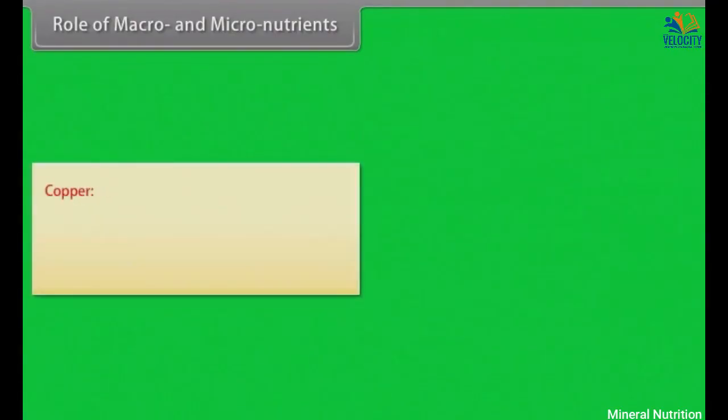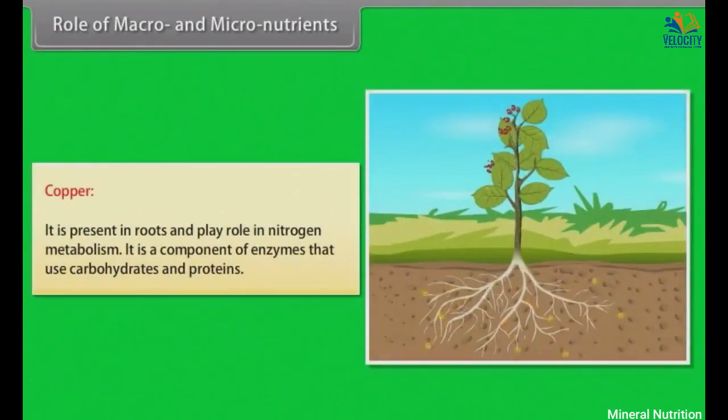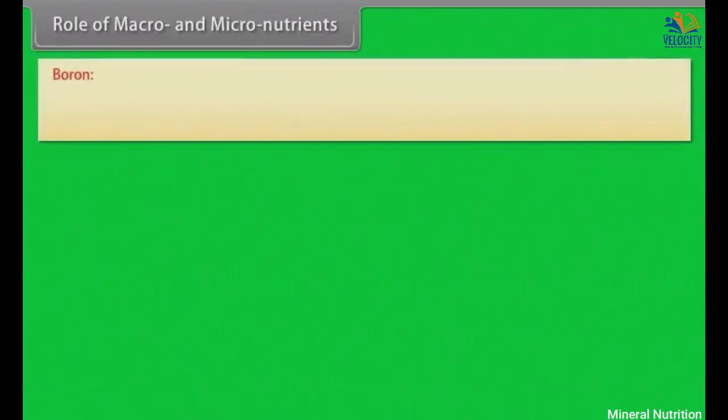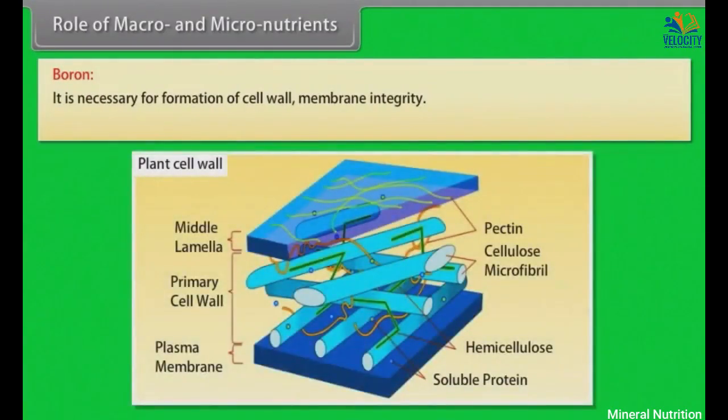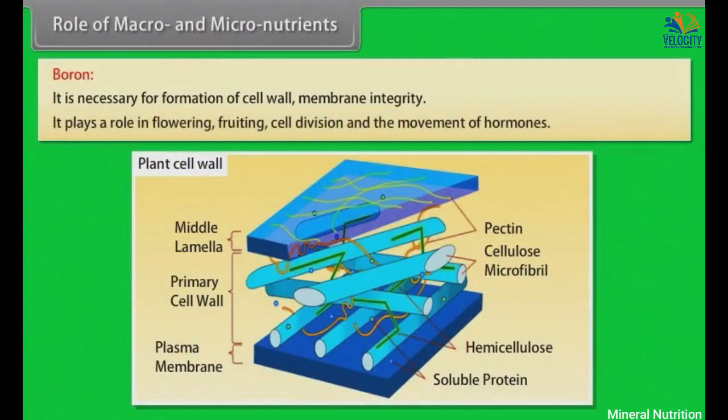Copper. It is present in roots and plays a role in nitrogen metabolism. It is a component of enzymes that use carbohydrates and proteins. Boron. It is necessary for formation of the cell wall and membrane integrity. It plays a role in flowering, fruiting, cell division and the movement of hormones.